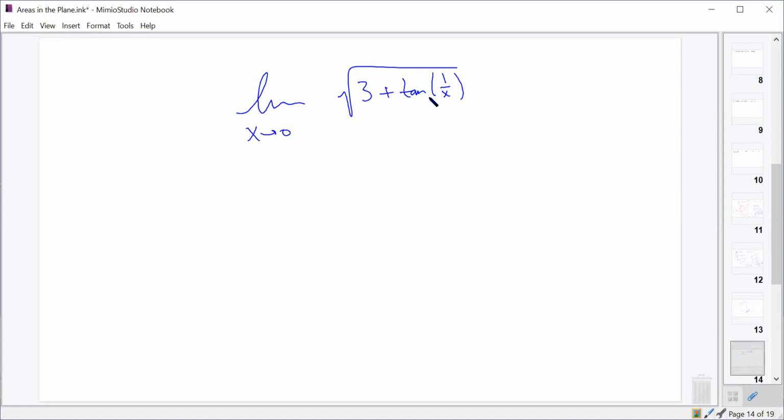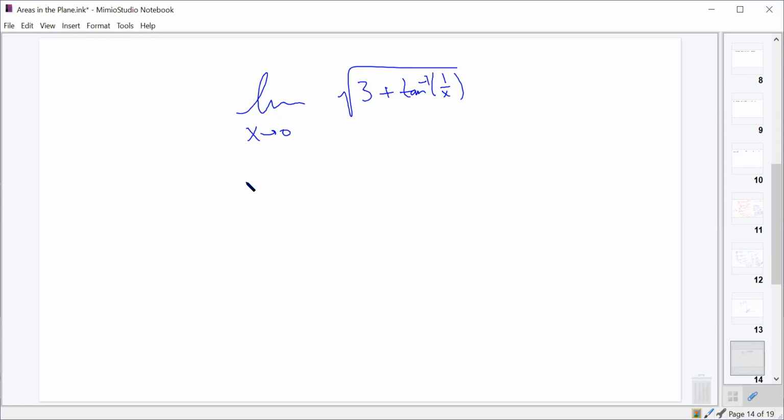As x approaches 0, we're looking at 1 over 0, which is going towards infinity, right? So we're really looking at what is the inverse tangent of infinity? Well, the inverse tangent of infinity is pi over 2, but only from one side. So we have to think about what's happening to this from both sides.